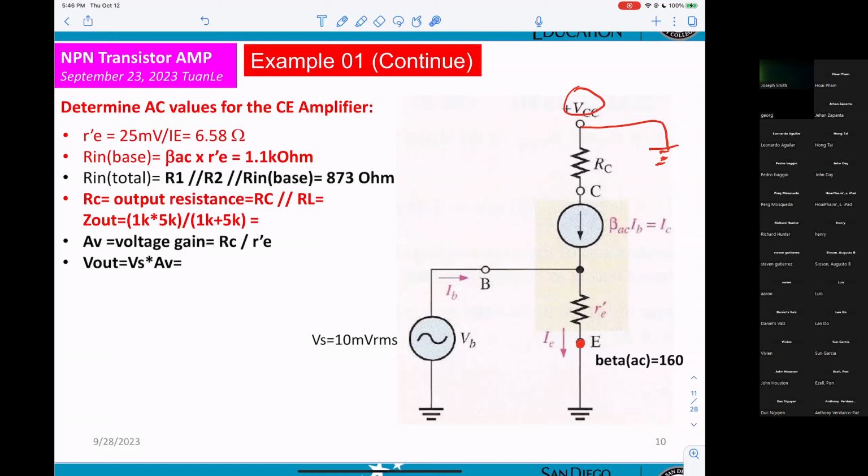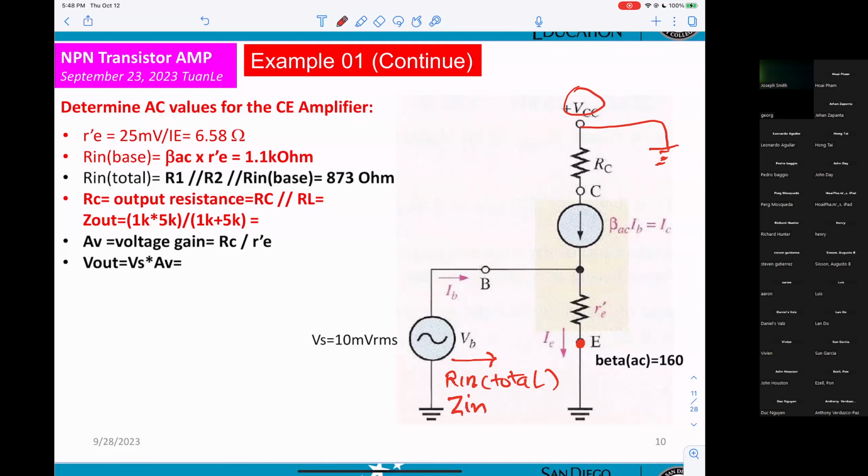Now, R in base. What does that mean, R in base? That means if you're looking from the source here, that's right here, the source, you're looking into the amplifier. That's what they call R in total, or they call it R_G. Either way, that means from the source you're looking into the amplifier, you get the resistance. That's R in total. Okay?